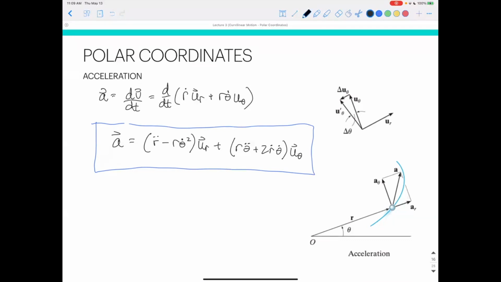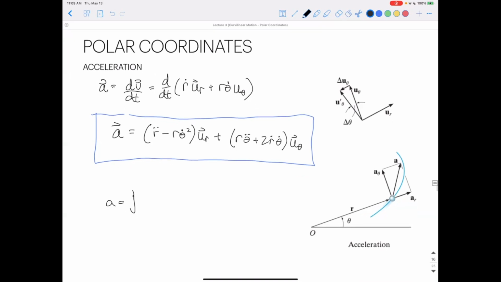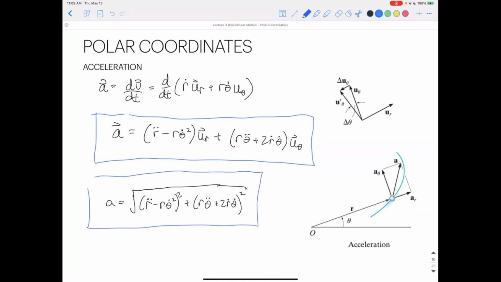So then lastly, if we just wanted to find the magnitude of our acceleration, this would just be equal to the square root of the sum of the squares of the components. So r double dot minus r theta dot squared, plus r theta double dot plus 2 r dot theta dot, all squared. All right. So that's polar coordinates in 2 dimensions.